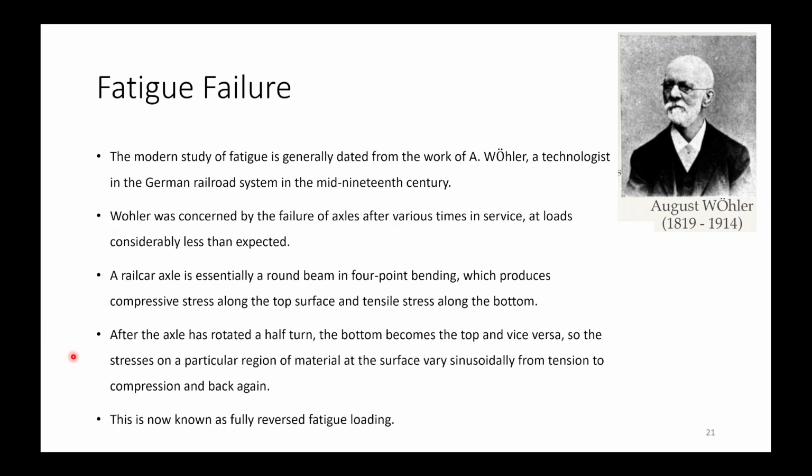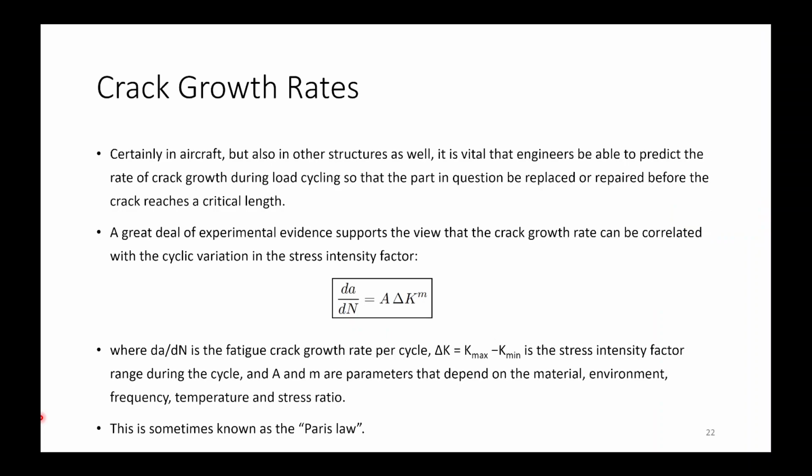After the axle has rotated a half turn, the bottom becomes the top and vice versa. So the stresses on a particular region of material at the surface vary sinusoidally from tension to compression and back again. This is now known as fully reversed fatigue loading, which we saw earlier.